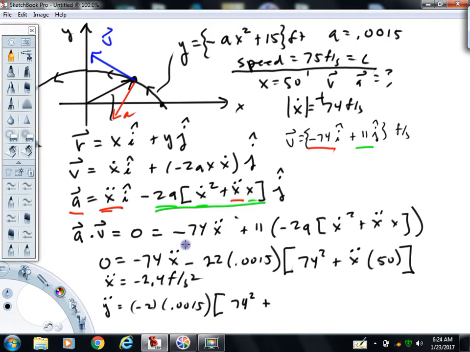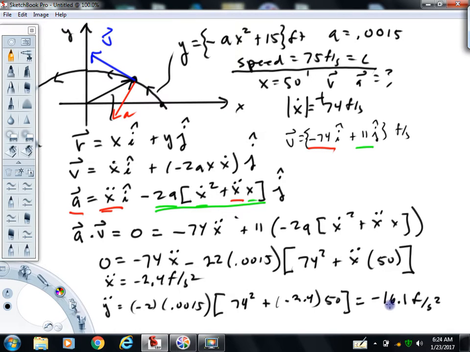Plus x double dot, minus 2.4, times x, positive 50. And would somebody please give me a value for that? Negative 16.1 feet per second squared. So our acceleration vector is 2.4 feet per second squared to the left, 16.1 feet per second squared down.